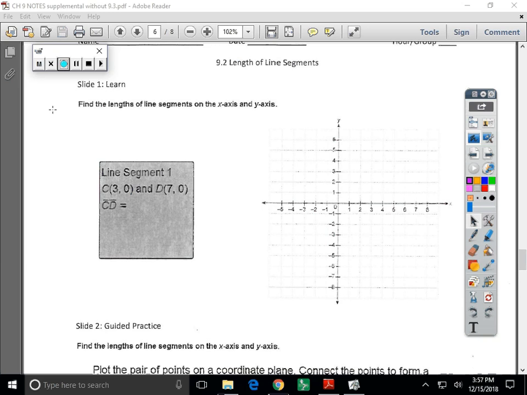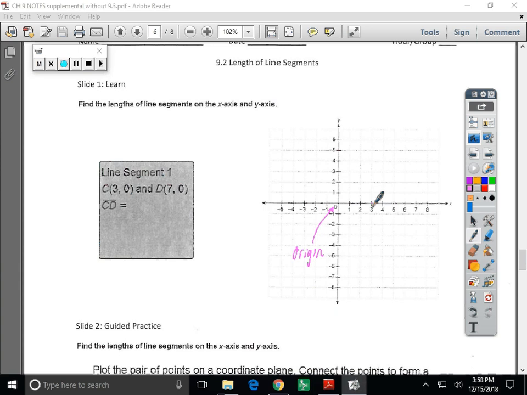Slide 1, learn. It says find the lengths of line segments on the X and Y axis. So for the first line segment we're given, they tell me to find C, which is located at 3, 0, and then D, which is located at 7, 0. So let's give this a try. Starting here at the origin. I need to move positive 3. Do you move up or down or right or left first? Well, that positive 3 tells me to move on the x-axis. So we always slide before we climb or drop down. So I'm going to move 3 to the right to positive 3.